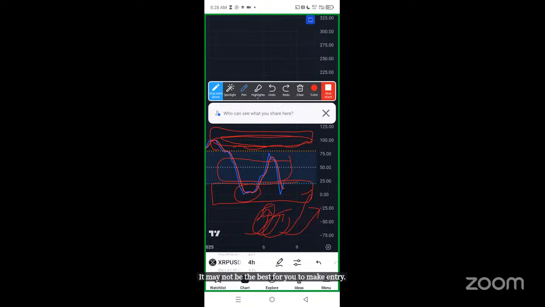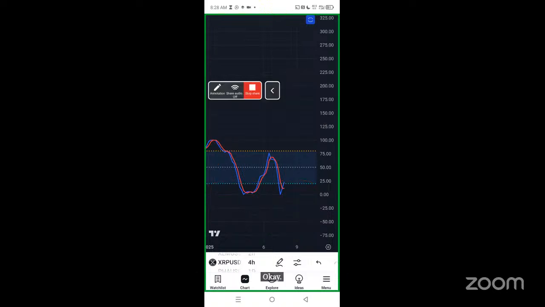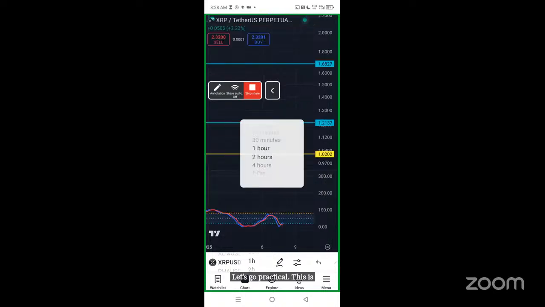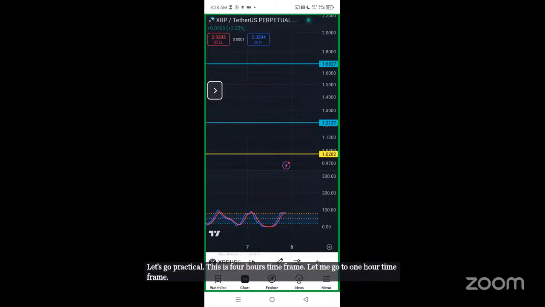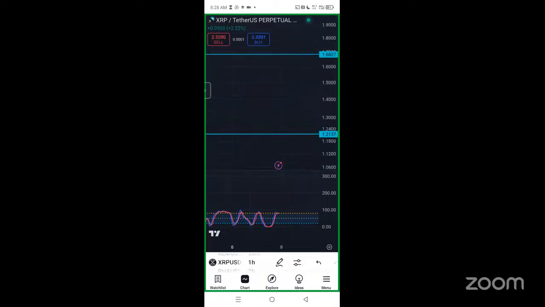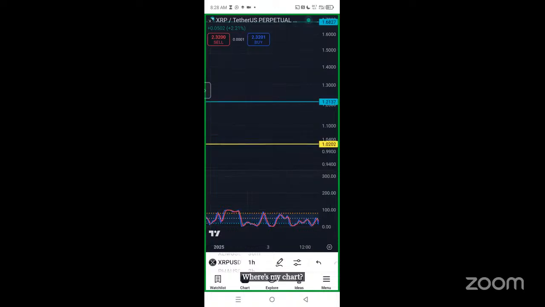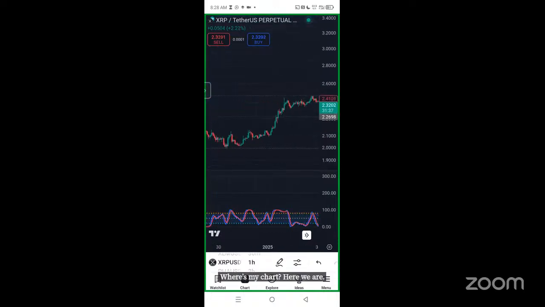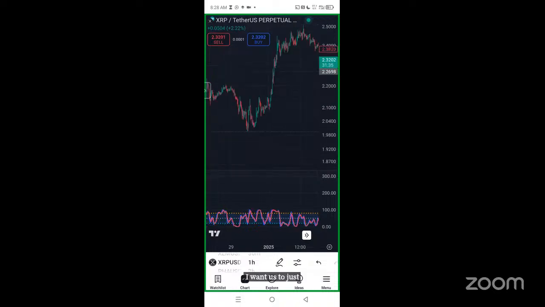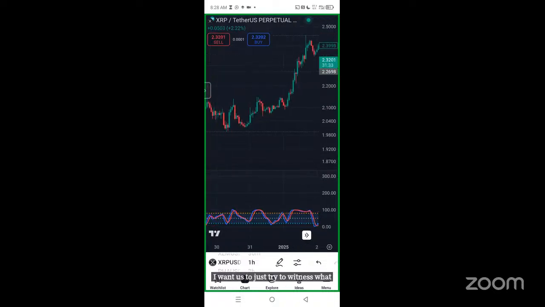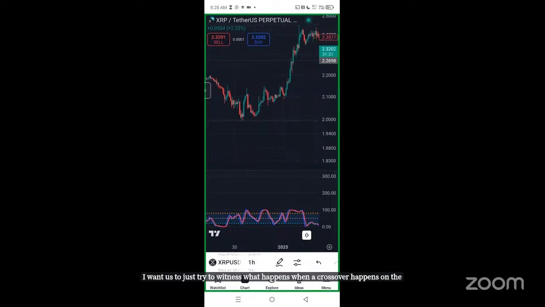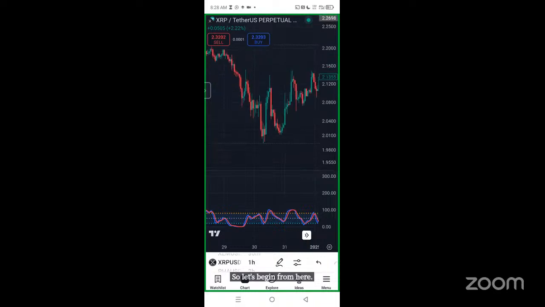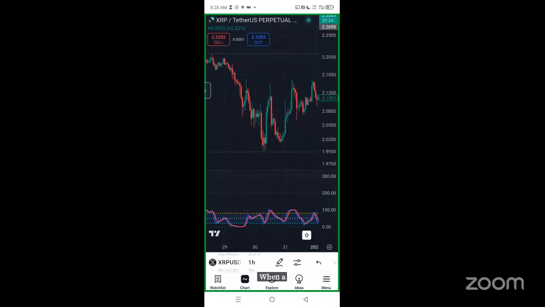Okay, so let's go practical now. This is the 4 hours time frame. Let me go to the 1 hour time frame. Where is my chart? Oh, here we are. I want us to just witness what happens when a crossover happens on the stochastic RSI. So let's begin from here.